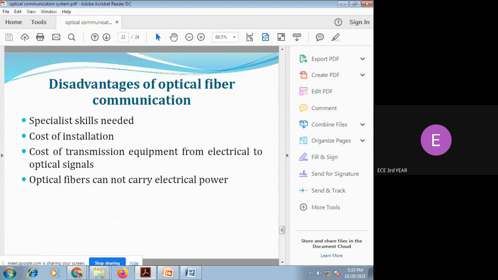Disadvantages of the optical fiber communication system: specialized skills are needed, the one-time installation cost is high, the cost of retransmission equipment from electrical to optical signal is high, and optical fiber cannot carry electrical power. These are the four disadvantages of the optical communication system.